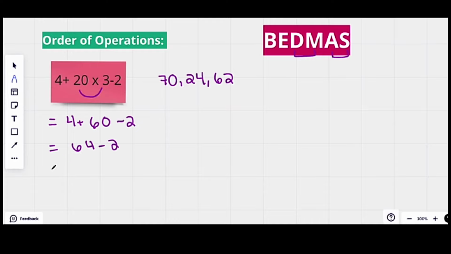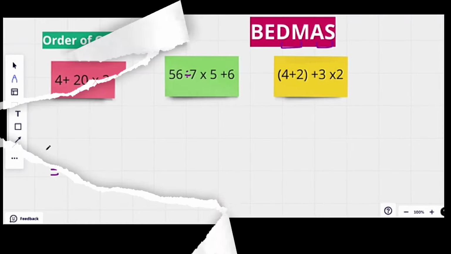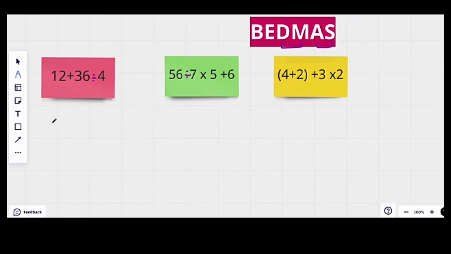And now we move on to the next step. So we're going to go in steps till we get to the end. And now we can do our subtraction. It's 64 minus 2. We end up with 62. And so out of all these, 62 was the right answer because we follow BEDMAS to get to the right result. Let's practice a few more questions.